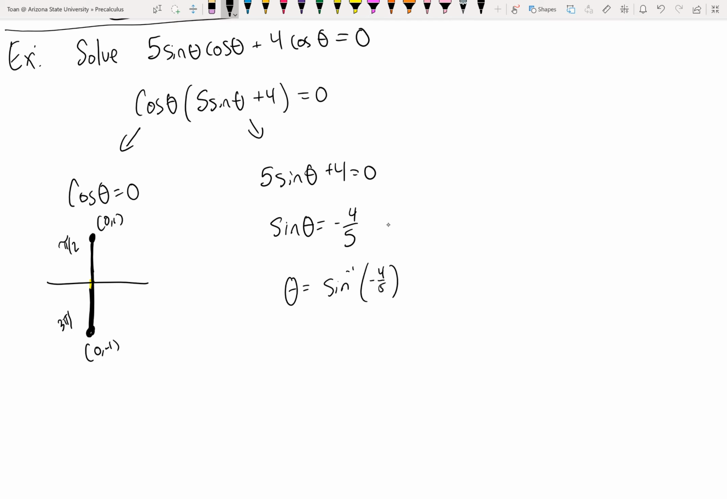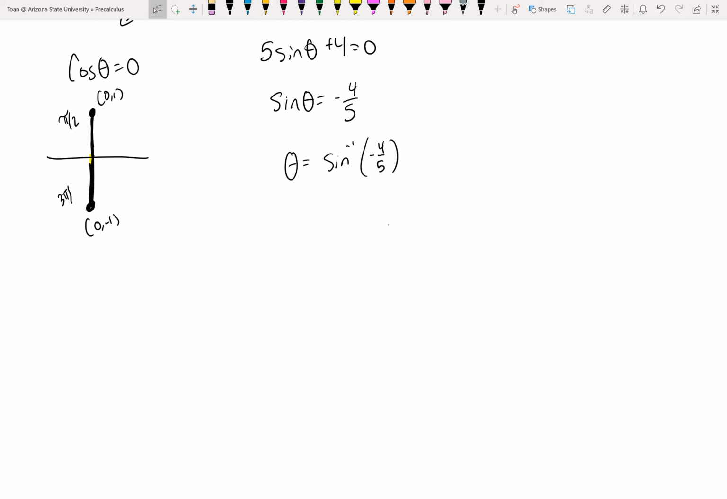Now, off the top of my head, I know 4 and 5 are not special side lengths, so unfortunately, we're going to have to use a calculator. So taking the inverse sine of -4/5, or actually, I like to ignore the negative, so it's your choice. If you want to utilize the negative, go ahead and use it. I like to ignore the negatives and just treat that as a reference angle. So I'm going to take the sine inverse of +4/5, and I'm going to get about 0.93 radians.